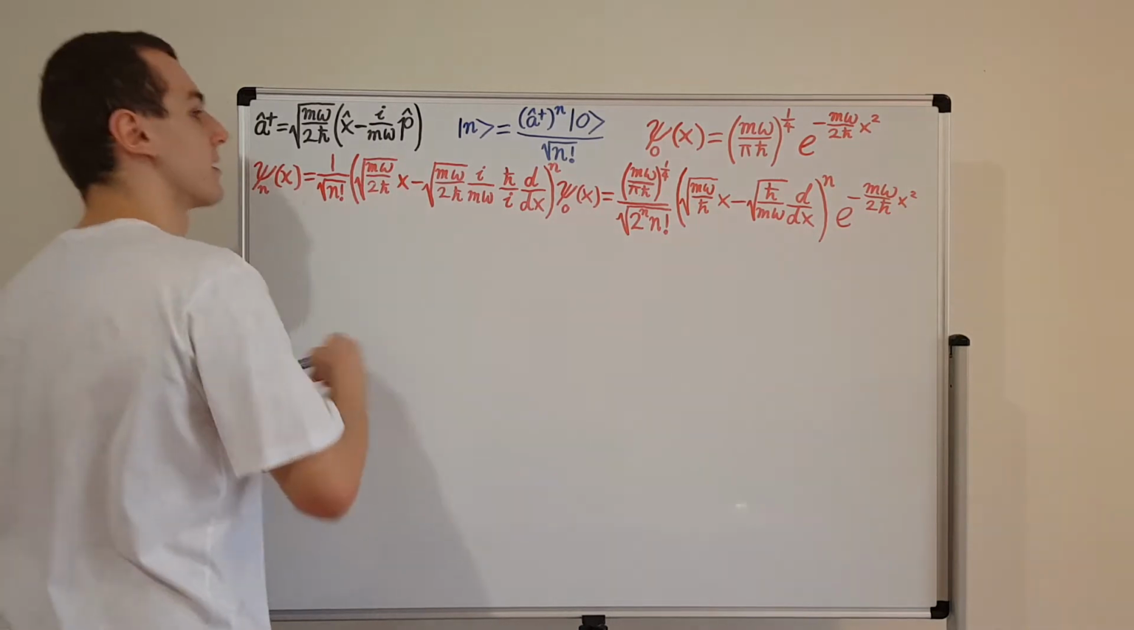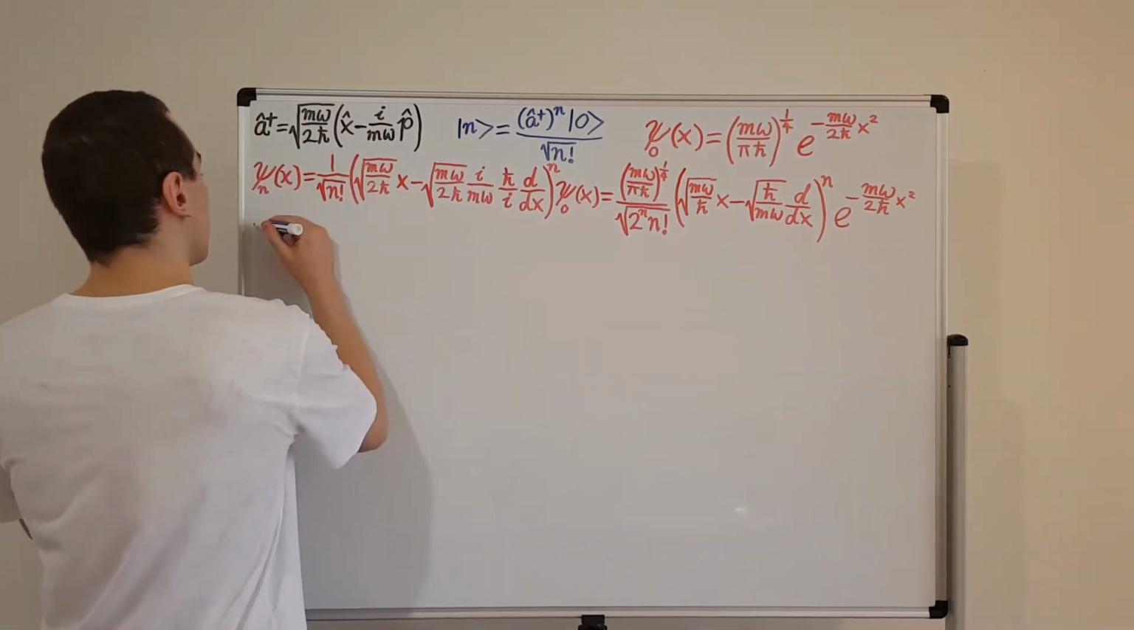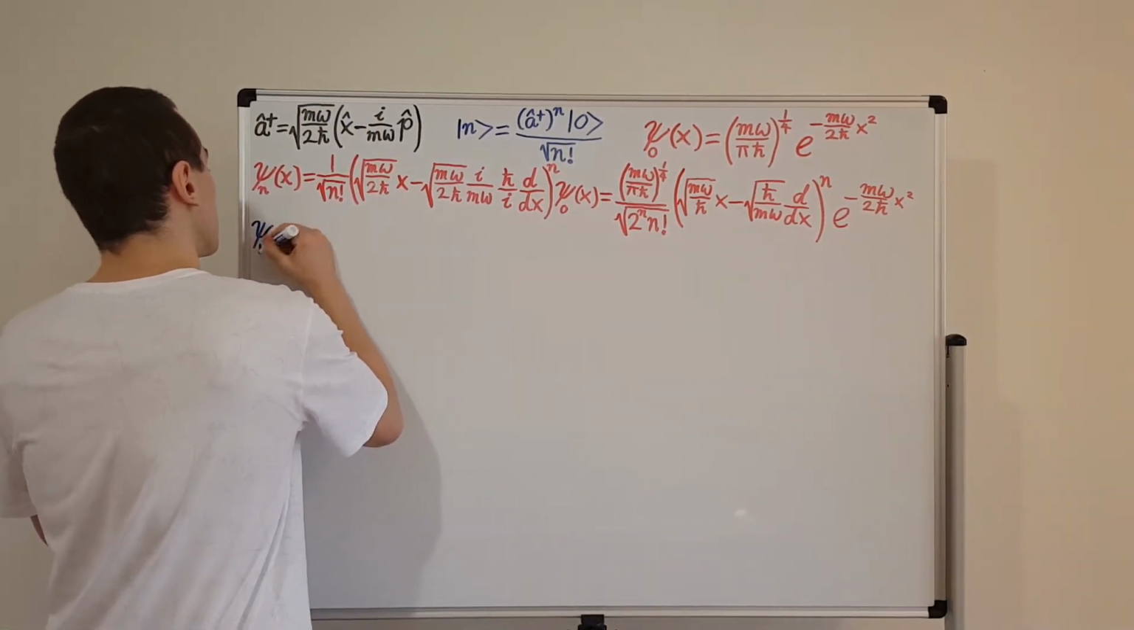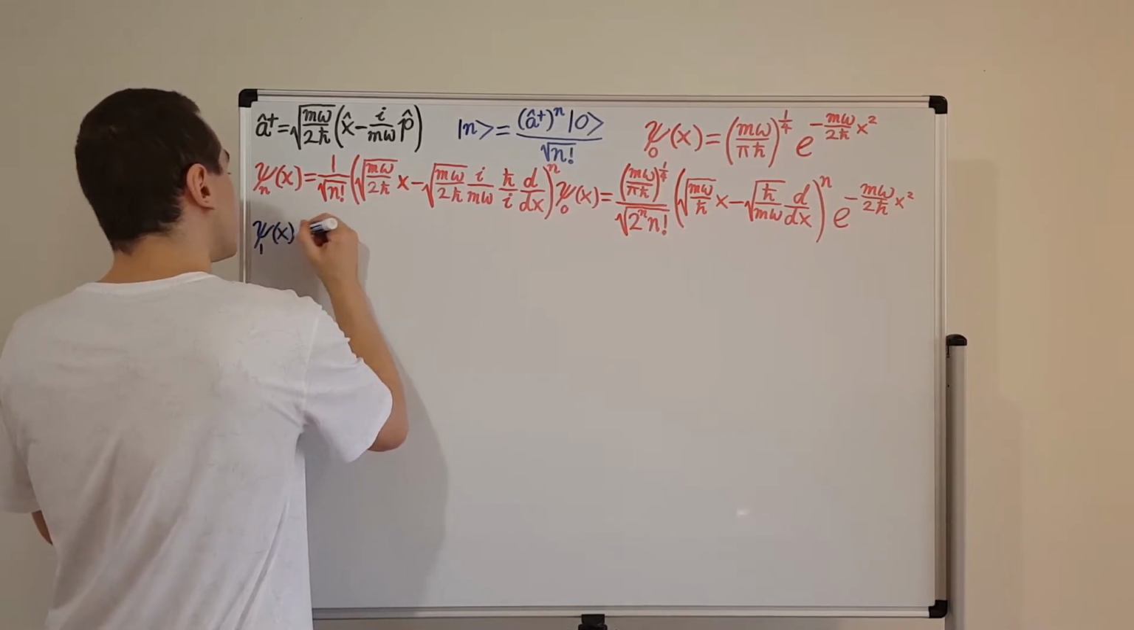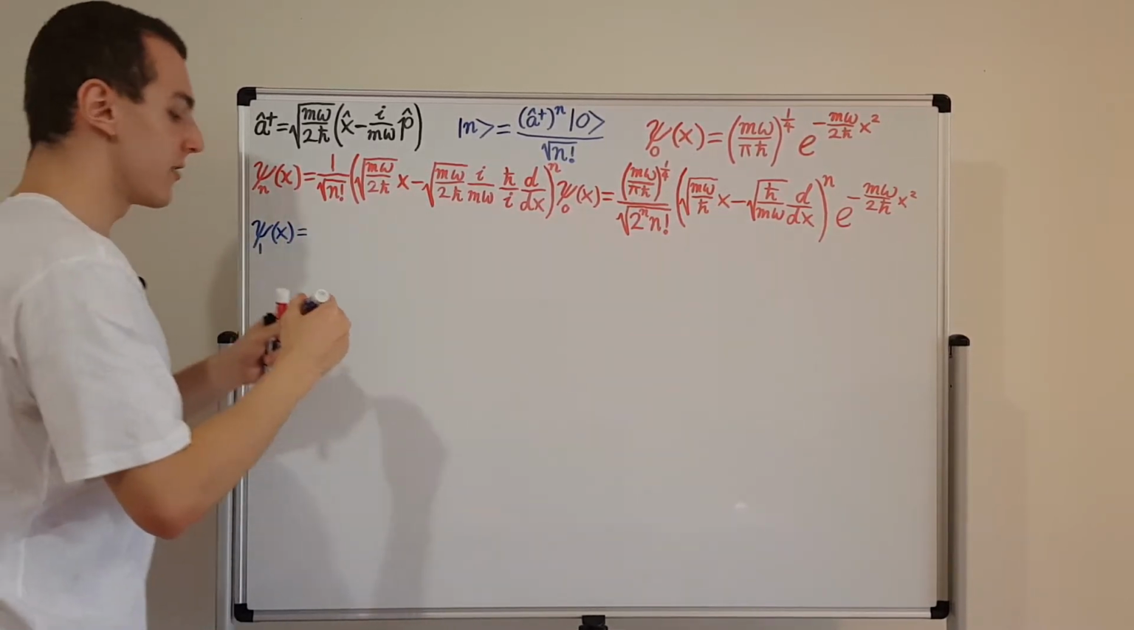So we're going to do that underneath. We're going to find the first 2 excited states. First, let's set n equal to 1. So if we set n equal to 1, we're going to get the first excited state.